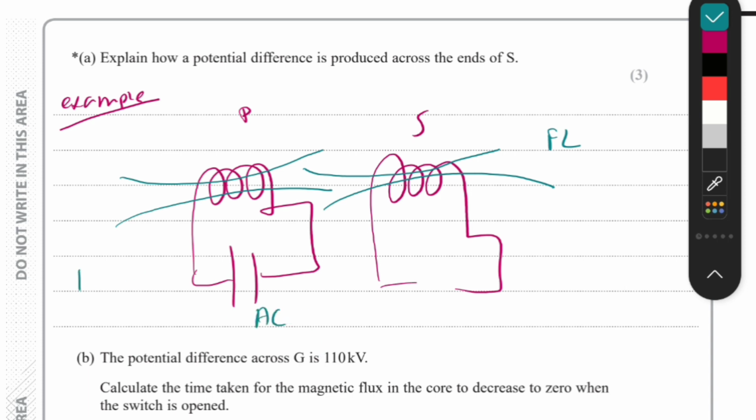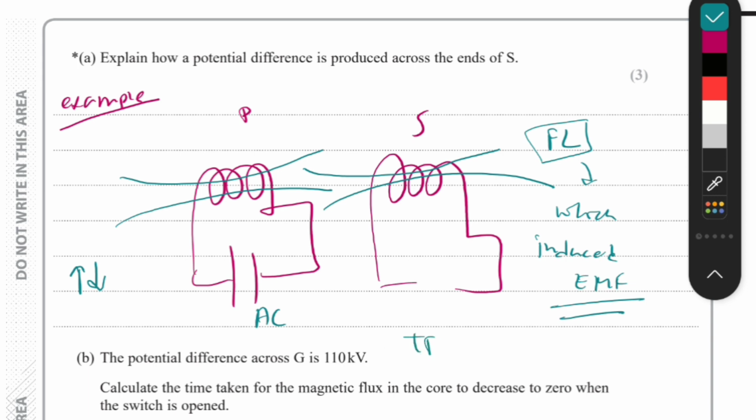This is AC current, and AC current changes direction all the time. So when the current is changing, the magnetic field will change as well, which will result in change in flux linkage, and then which will cause induced EMF. This is how typical transformers work.